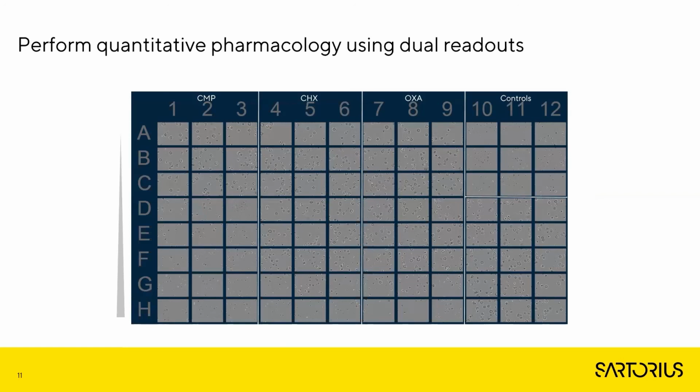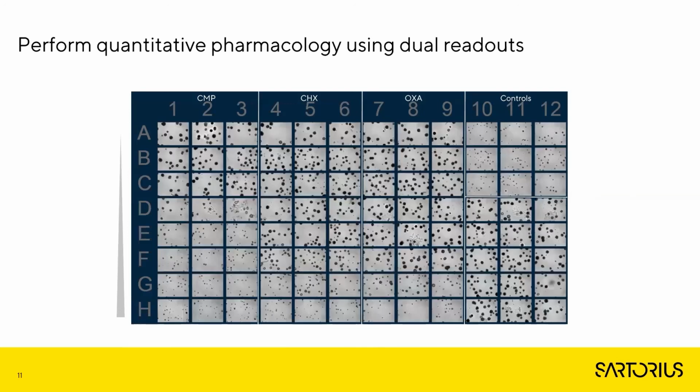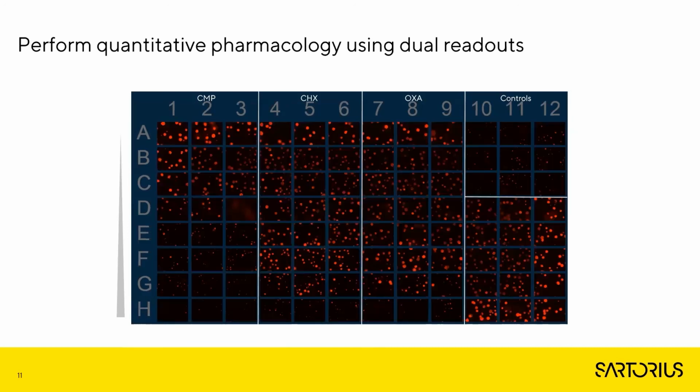We have MCF7 cells treated with 3 compounds, and you're looking at the IncuSite deep views of the phase and now the bright field images. As I said, these cells express a red fluorescent protein, and it's these visualizations that allow you to very rapidly assess the treatment effects on multispheroid growth and viability.